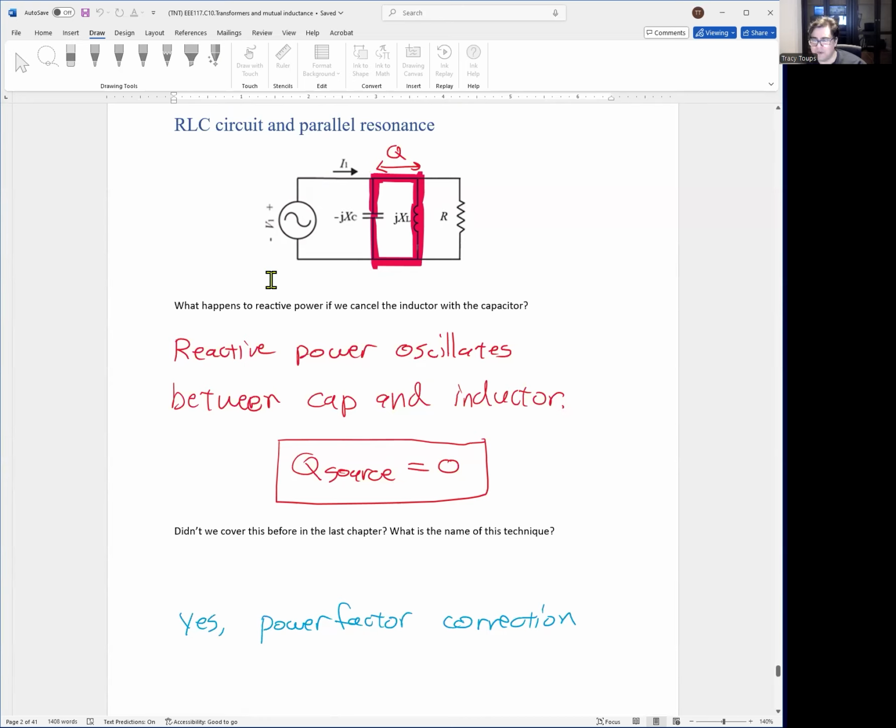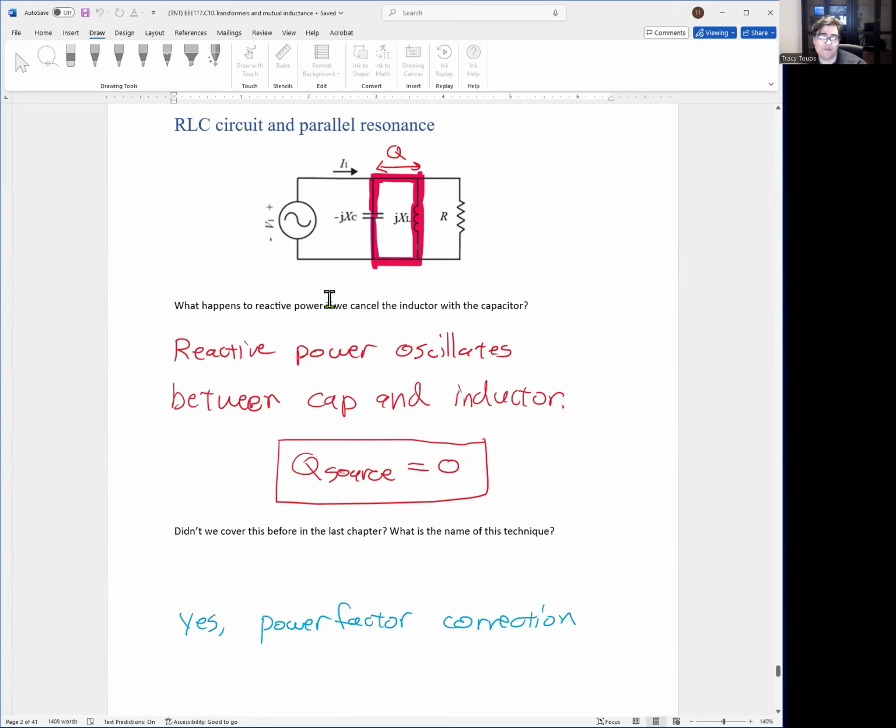Now, did we cover this before? Right? So the Q of the source is 0, which is better than previously, where if we didn't have the capacitor, the source would have to send reactive power to the inductor. Did we ever cover this before in the last chapter? And, yes, we have.